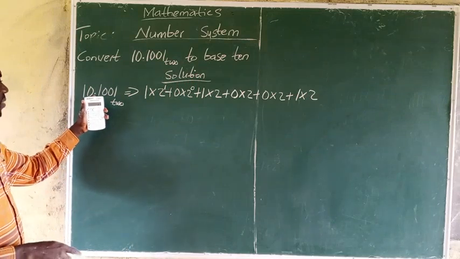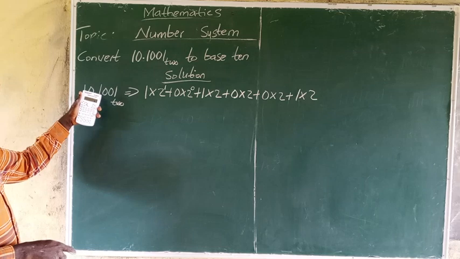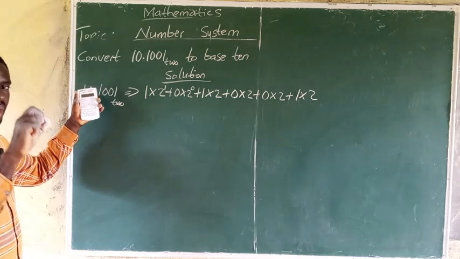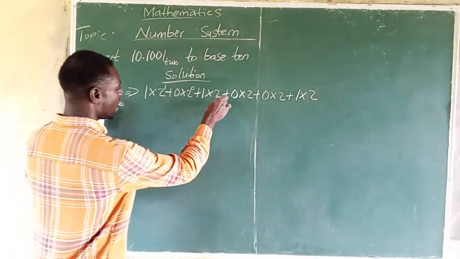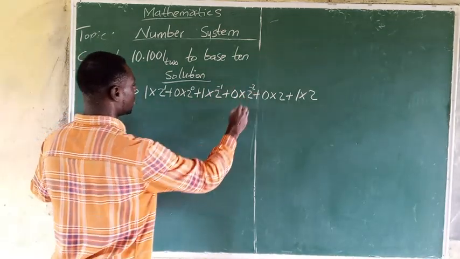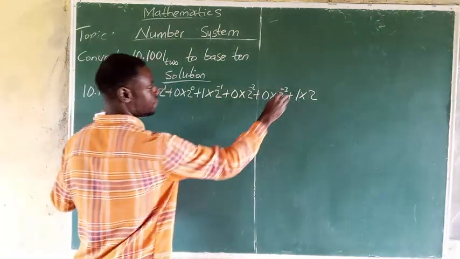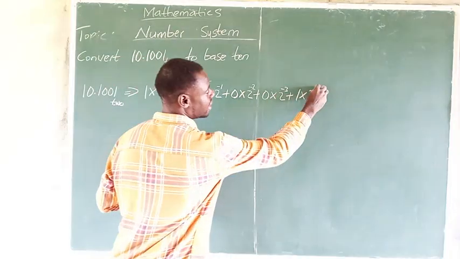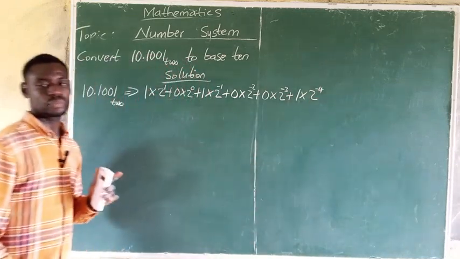Now watch. From this decimal point here, it will be having negative powers. So this one here will be having negative 1. This one will be having negative 2. This one will be having negative 3. And this one will be having negative 4.